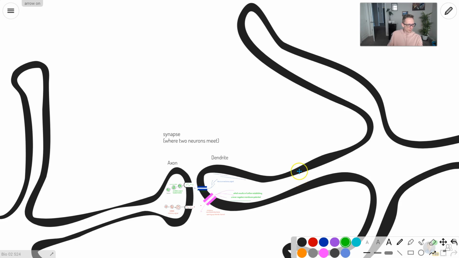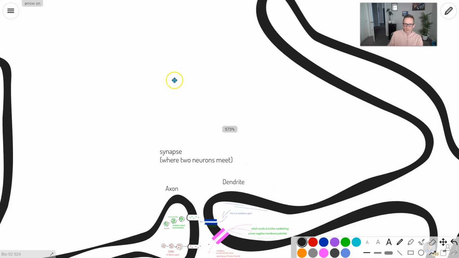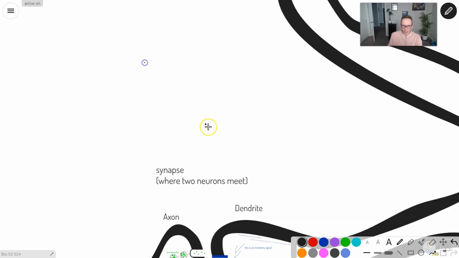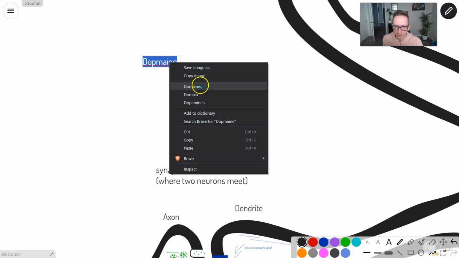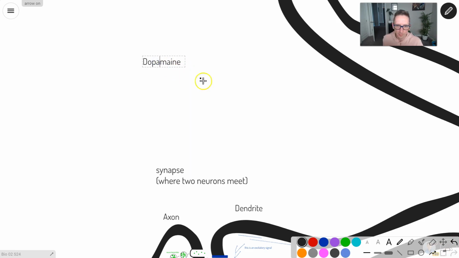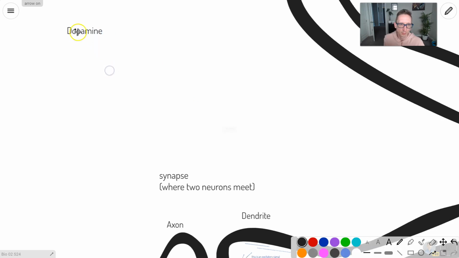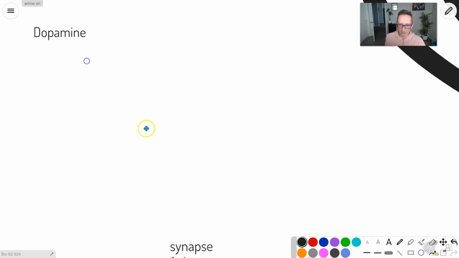Let's talk about some of our common neurotransmitters. Just two of the key ones that we think about, which would be dopamine and also serotonin. So dopamine, and then we'll do serotonin.